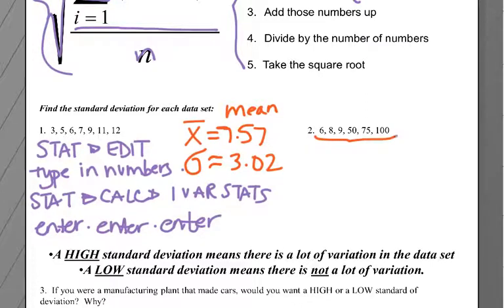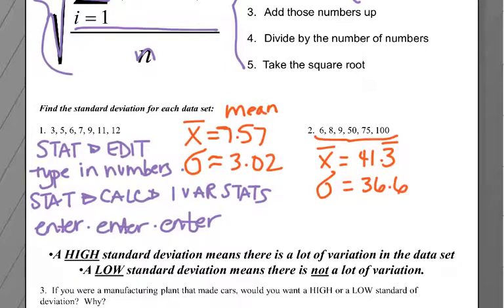If I do the same thing with this data set, type everything in: stat, edit, type in the numbers, stat, calc, one variable stats, enter, enter, enter. I'm going to get a mean here of 41.3. But the standard deviation, you'll see, is much higher, 36.6.